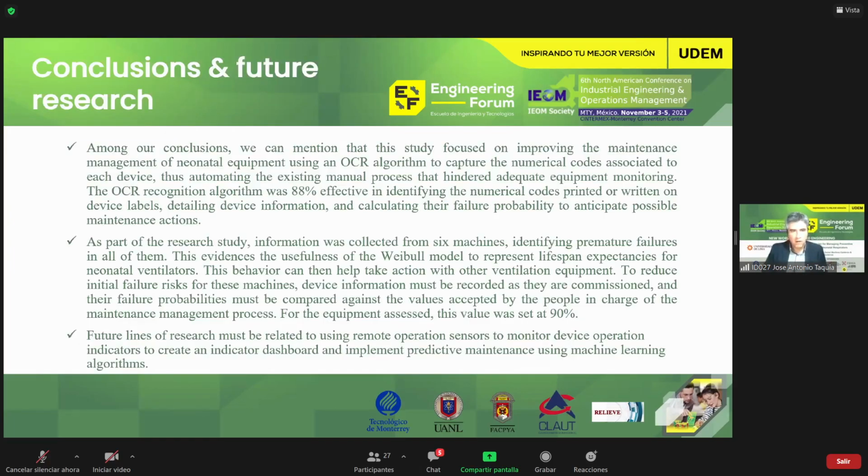Some of our conclusions and future research are that the use of this algorithm can capture numerical codes associated with these devices. That is really important to monitor this equipment. We got a 98% effectivity to identify numerical codes, in these 6 machines, identifying failures.